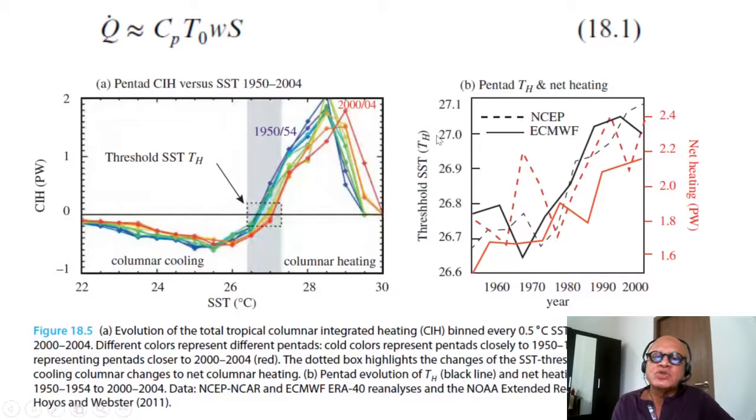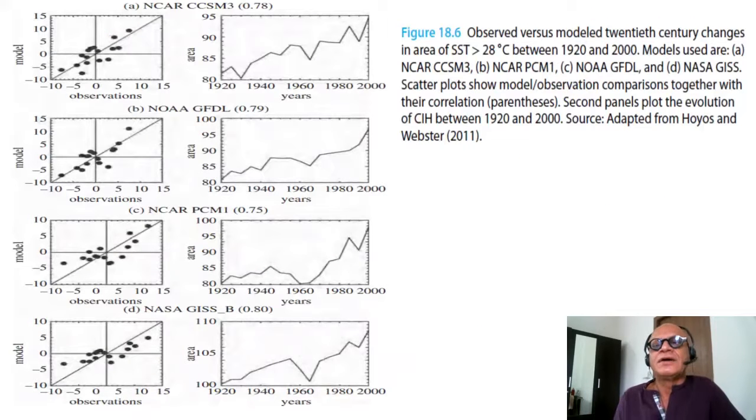So the threshold SST, if you look at two products, one from NCAR reanalysis, another from ECMWF, both show an increase of net heating in petawatts, as well as an increase in the threshold at which columnar heating switches from negative to positive. So it begins to give you a sense of how the two are related.